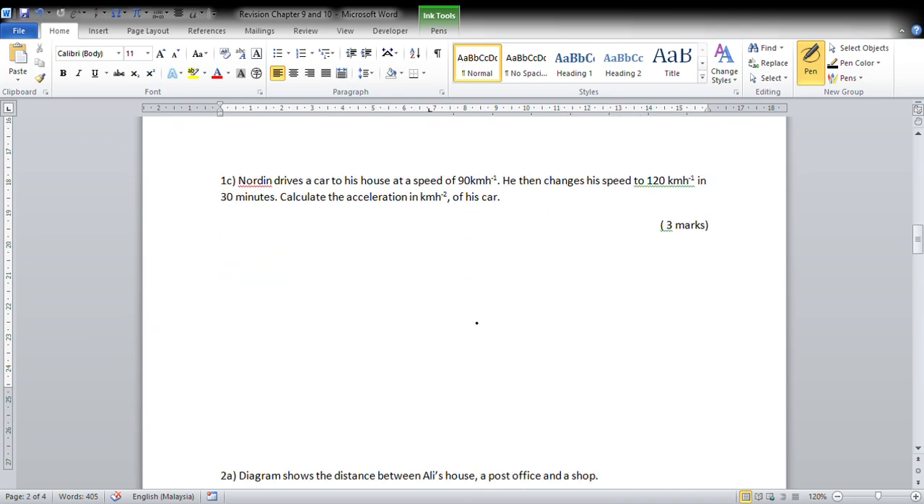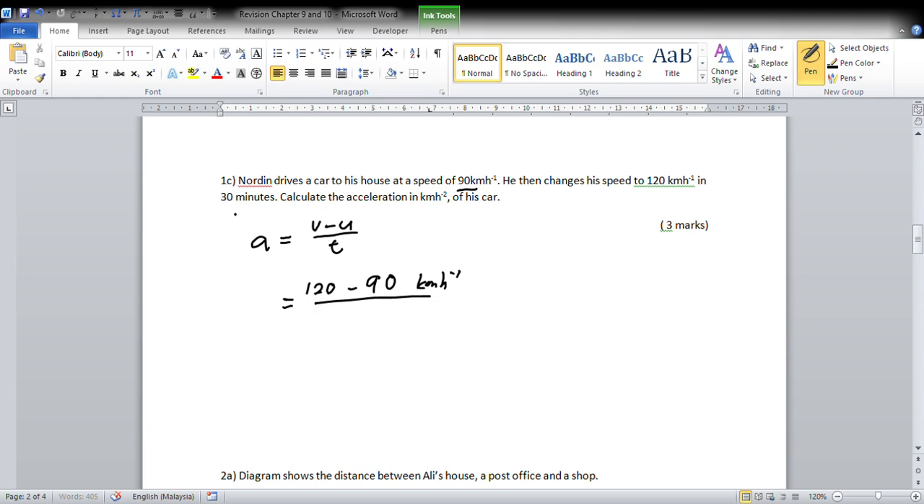Okay, next. Noreen drives a car to his house at the speed of 90 km per hour. He then changes his speed to 120 in 30 minutes. Calculate the acceleration in km per hour squared. To calculate acceleration, we use the final velocity minus the initial velocity, divided by the time taken. So the final velocity is 120 minus the initial velocity of 90 km per hour, and then you divide by the time taken, which is 30 minutes.